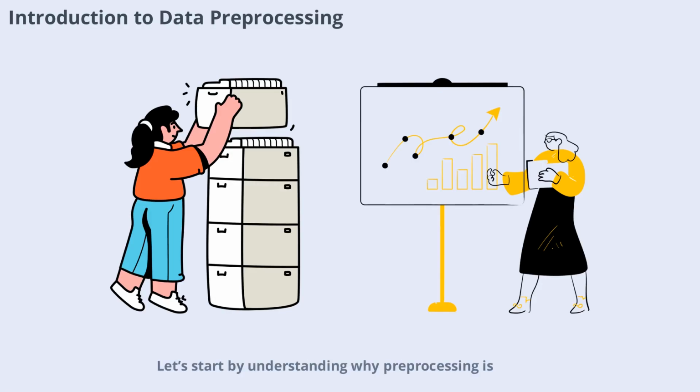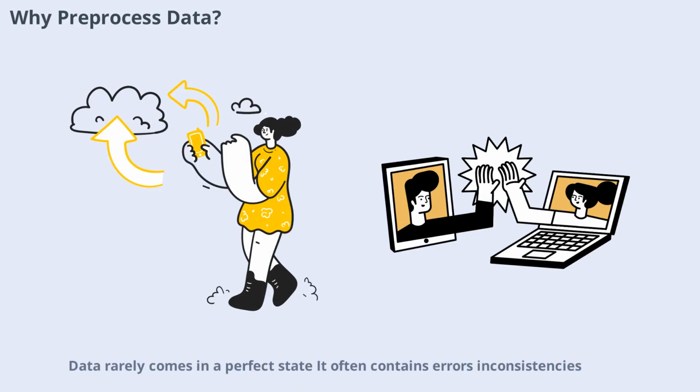Let's start by understanding why preprocessing is so crucial before diving into the specific methods. Data rarely comes in a perfect state. It often contains errors, inconsistencies, or missing values that can negatively impact your analysis. Preprocessing helps address these issues by cleaning and transforming the data, making it more reliable and suitable for further processing. Without proper preprocessing, even the most advanced algorithms can produce misleading results. By investing time in this step, you set a strong foundation for accurate insights and robust models.